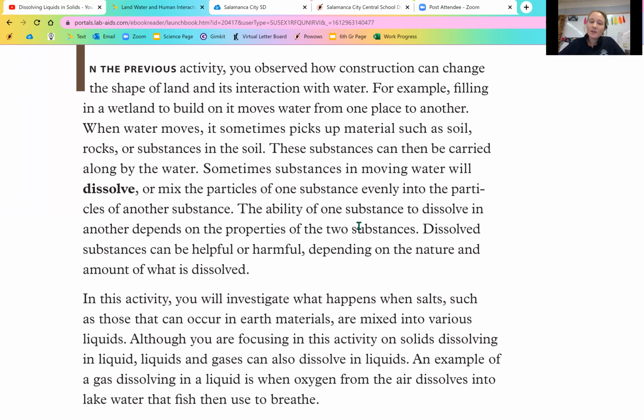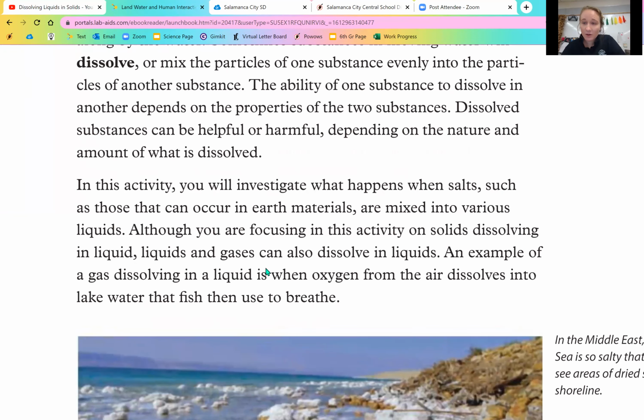All right. The ability of one substance to dissolve in another depends on the properties of the two substances. Dissolved substances can be helpful or harmful depending on the nature and the amount of what is dissolved. So for example, we could think, what if there was an oil spill right by the cliff because we built a factory right by the cliff. Now there are raindrops bringing this oil spill into the ocean. Just think about how that can affect ocean life.